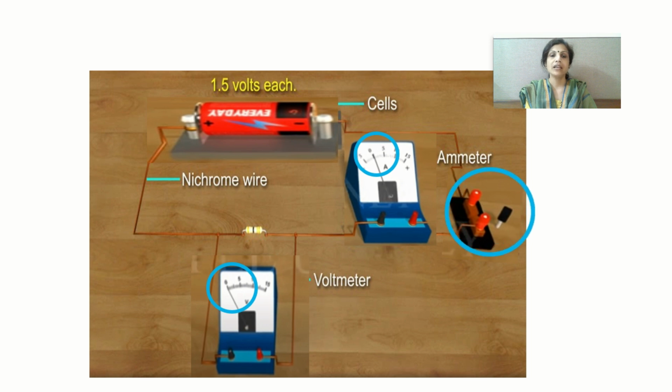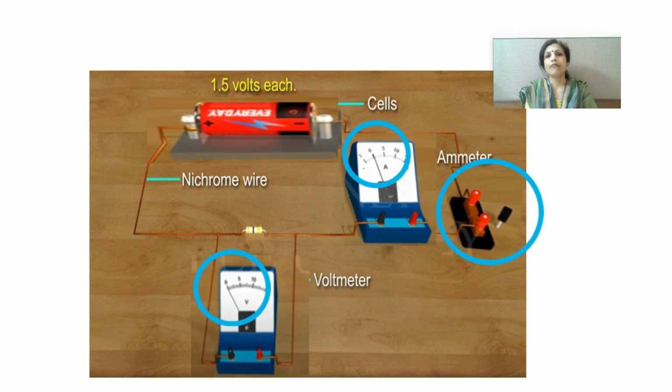That means it is off. The plug key is off, which means there is no current flowing through the circuit, isn't it? Because we have not plugged in the key into the hole. And when there is no current flowing through the circuit, the ammeter is showing a reading of 0, and the voltmeter is also showing a reading of 0.